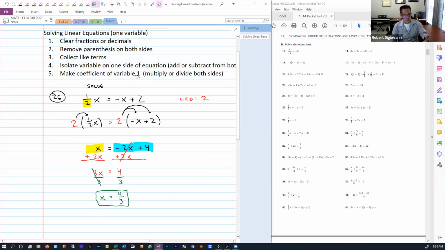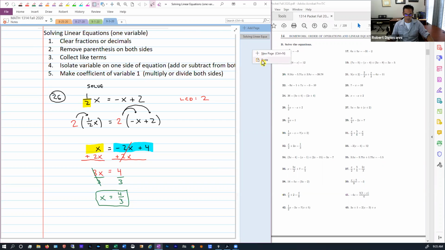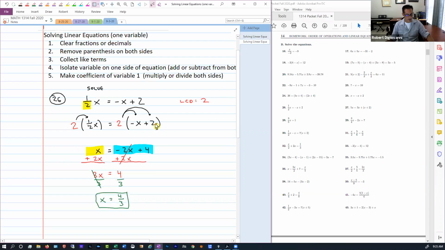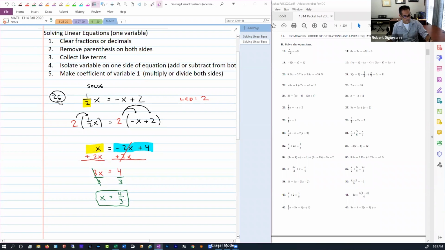I am going to do the ones with decimals. All right, so we're all right? Let's see, copy, paste. All right, so let's go ahead and pick up with today's material.